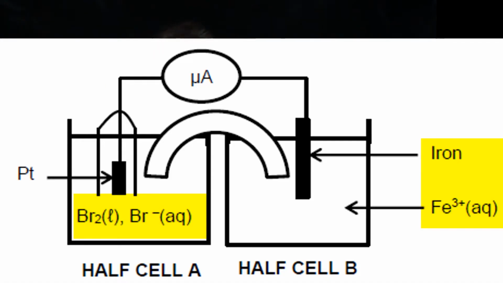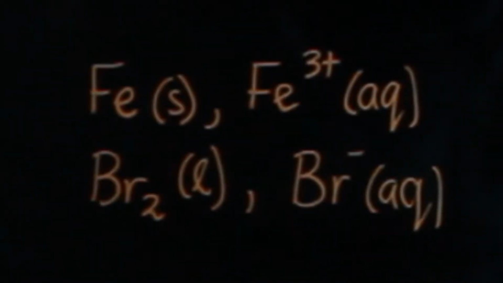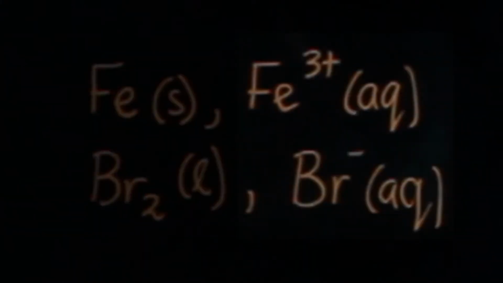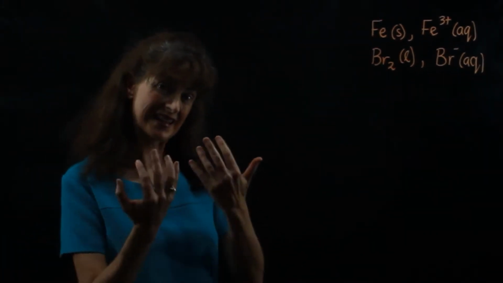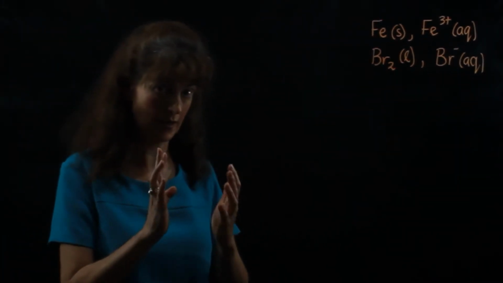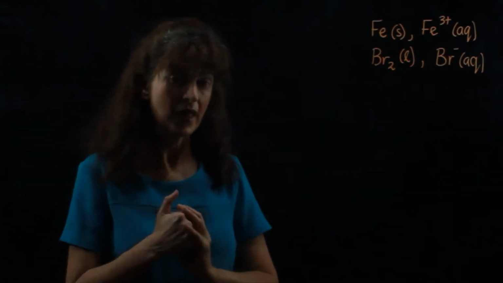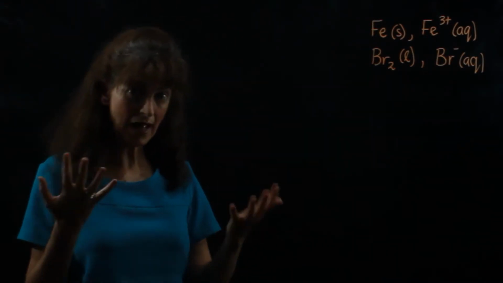And then let's write a list of the other chemicals that are involved here. We can see that we have an iron electrode, and it is in a solution of its iron 3+ ions. And then in the other half cell, we have bromine, and it's together with a solution of bromide ions. So we can see that we have elements and their ions. And what's going to happen is that these are going to react between one another.